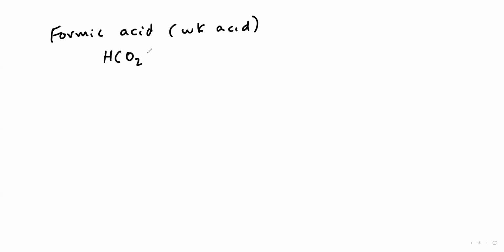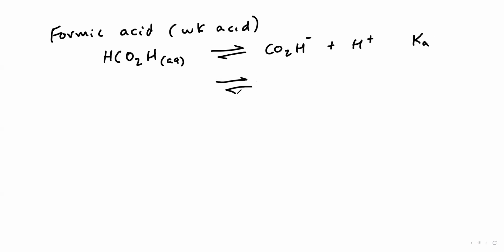So if we think about formic acid, it's a weak acid, which is not in our list of strong acids. And if we write the acid dissociation reaction, we have this. All right, and that reaction would be described by some Ka. But if we take a look, we see this is the HCO2H, the formic acid, that's the conjugate acid in the conjugate acid-base pair.